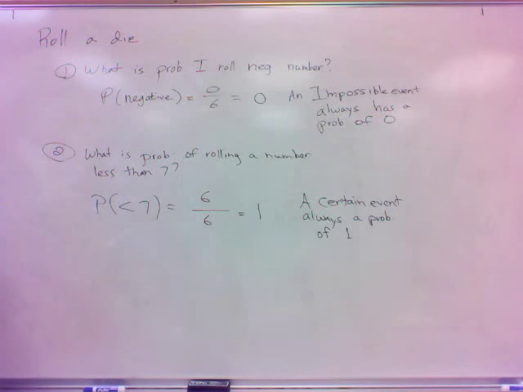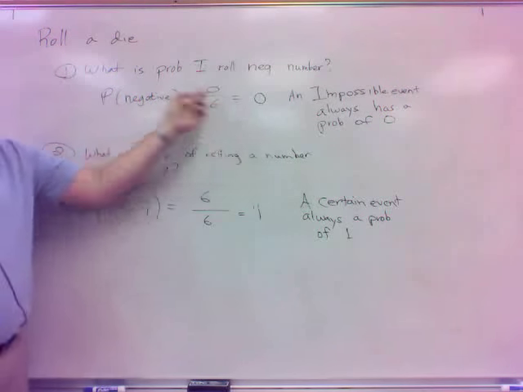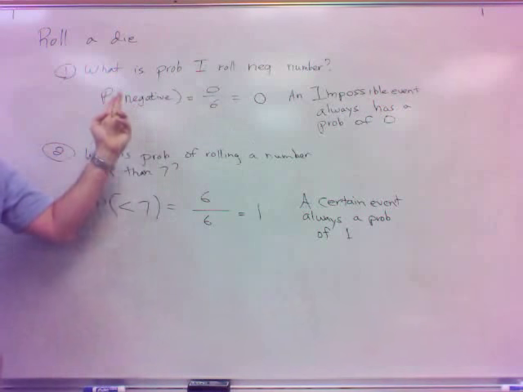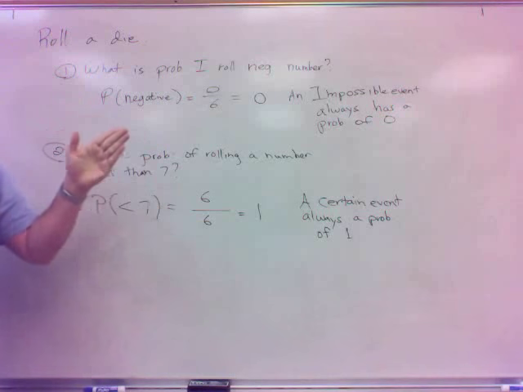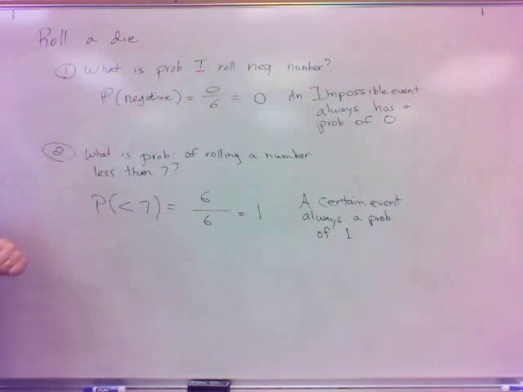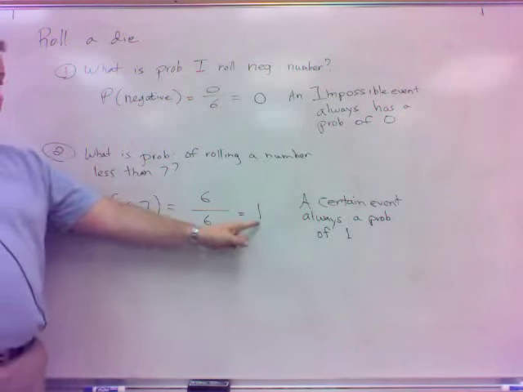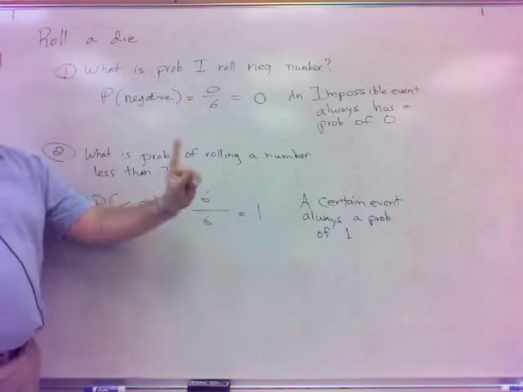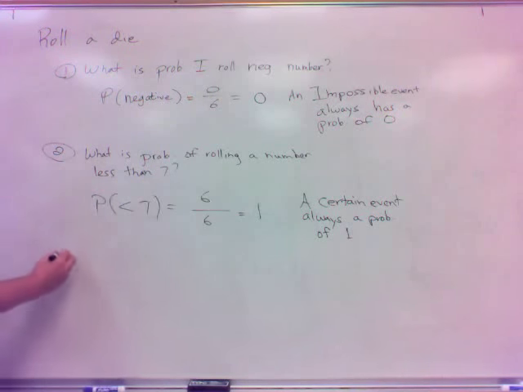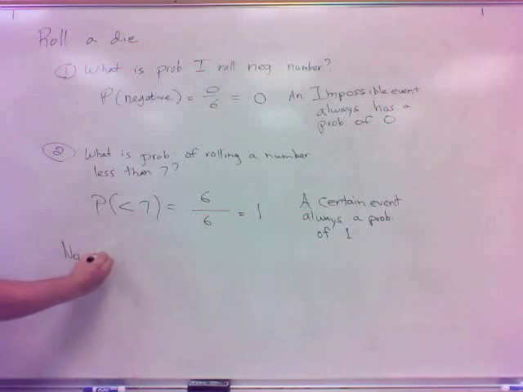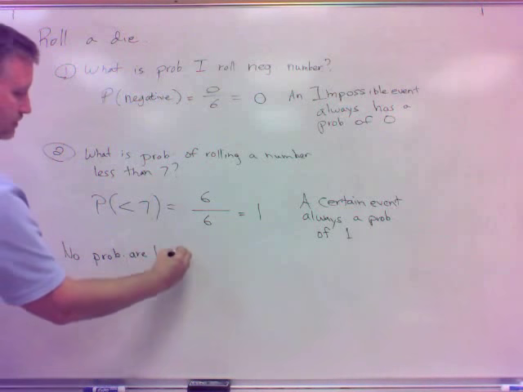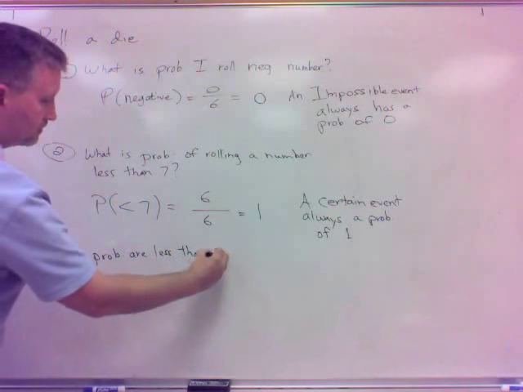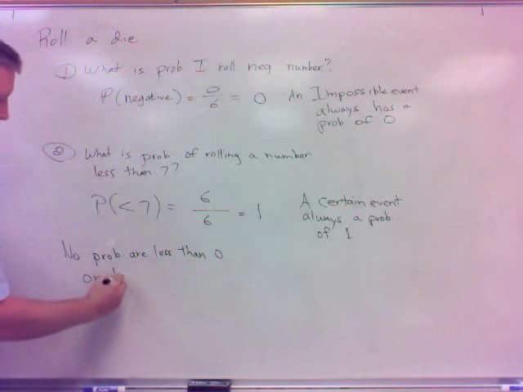So that rules out what kind of probabilities. Can I have a negative probability? No. I will never have a negative number that's a probability. Negative probabilities are not possible. I can't have anything bigger than 1. So let's write that. No probability bigger than 1.